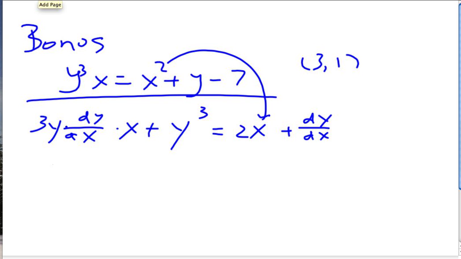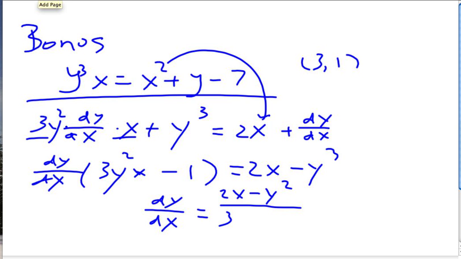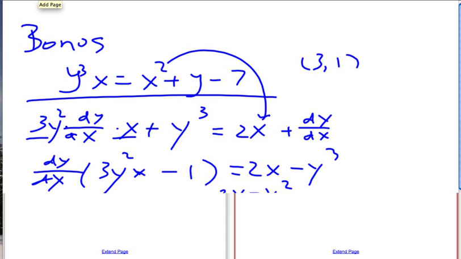So we put dy/dx on one side: dy/dx times 3y squared times x minus 1 equals 2x minus y cubed. So dy/dx equals (2x minus y cubed) over (3y squared x minus 1).